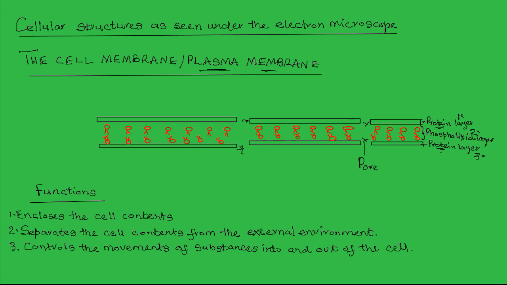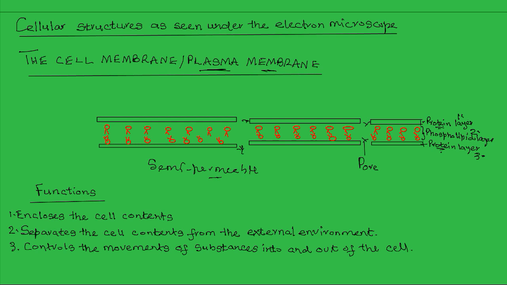And thus makes it semi-permeable. That is, it allows substances to pass through selectively. Certain substances will be allowed to pass through, while others will not be allowed to pass through.